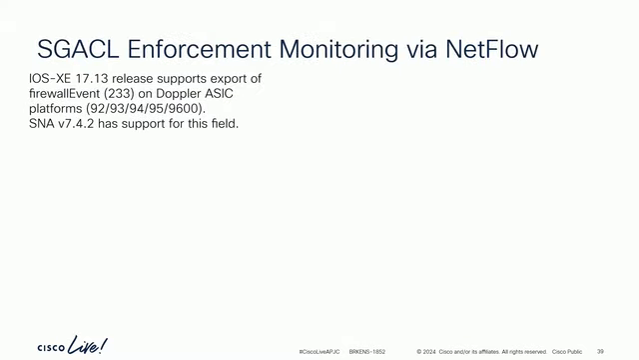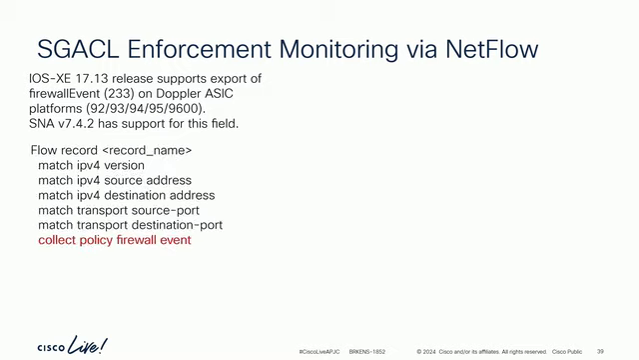And this goes back to your question about syslog and monitoring. In 17.13, we came out with SGACL drops in NetFlow. So this is much more hardware-based as opposed to interrupting the CPU. And Cisco SNA, Secure Network Analytics, supports this in 7.4.2. And it's just a one-liner in our record. You see there, collect policy firewall event.